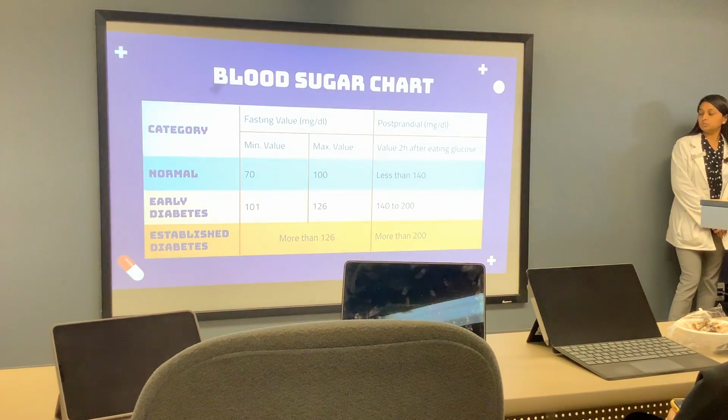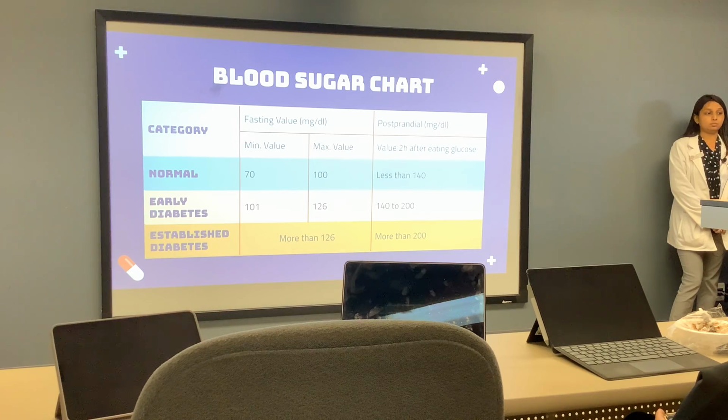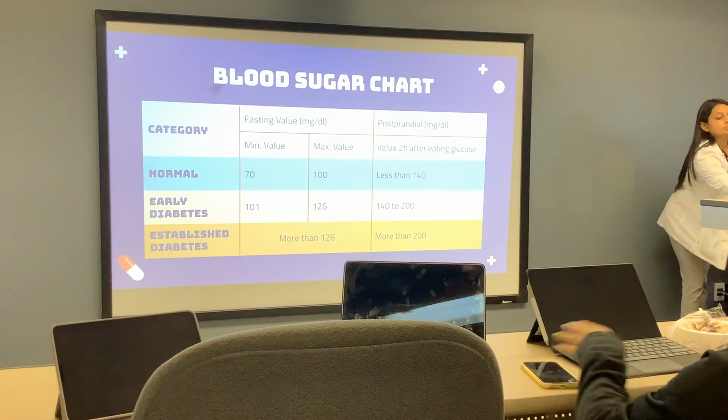And that 200 value is also the value that doctors refer to in patients who go in for their oral glucose tolerance test when they're pregnant, because if it's above 200, then they are likely to have gestational diabetes.